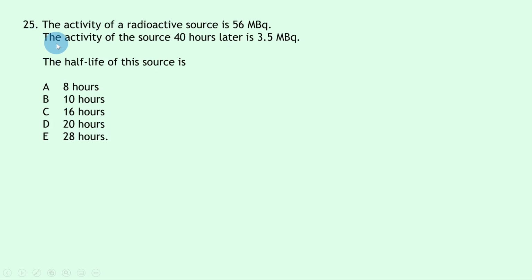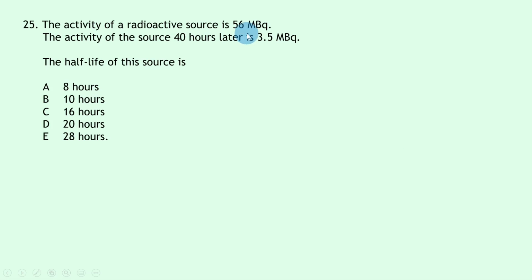Lastly, question 25 says the activity of a radioactive source is 56 megabecquerels. The activity of the source 40 hours later is 3.5 megabecquerels. The half-life of this source is. Notice how we're given a time and an initial and final activity, and we're asked to calculate half-life. So we're going to use the numerical method for calculating half-life, where we use the arrows.